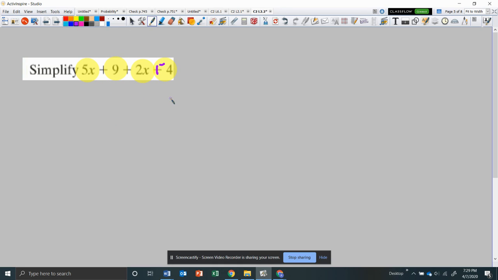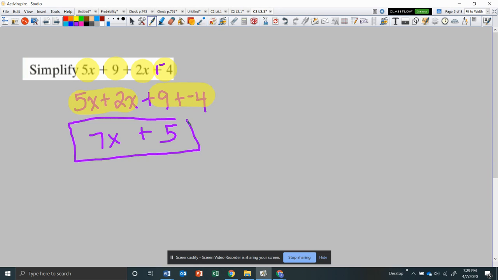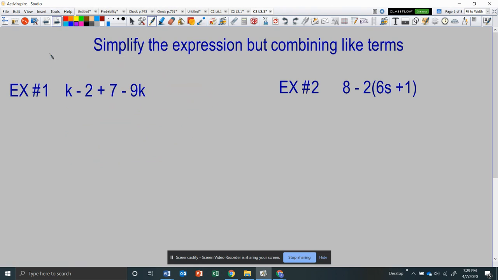Now, when I make it all into addition, I can move these terms around and put them in any order I want to. So I might move the 2x over by the 5x and put the 9 with the -4. Then that way I can actually add 5x and 2x together to get 7x, and I can add 9 and -4 to get 5. And that would be my simplified expression. I can't get it any simpler than that.